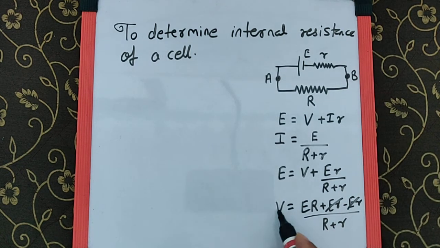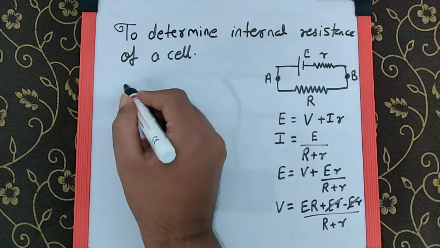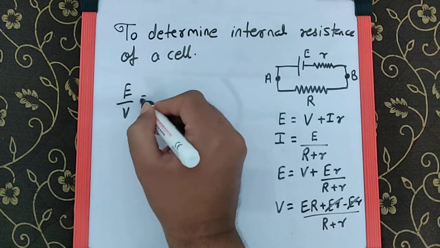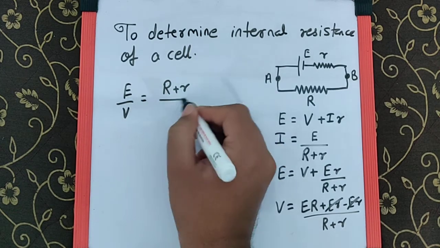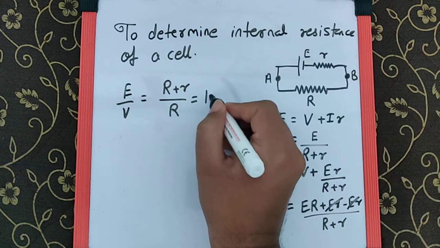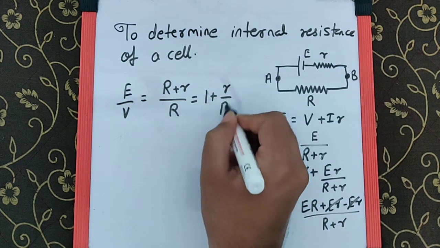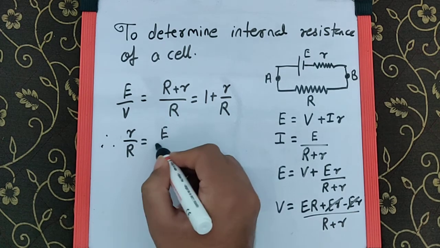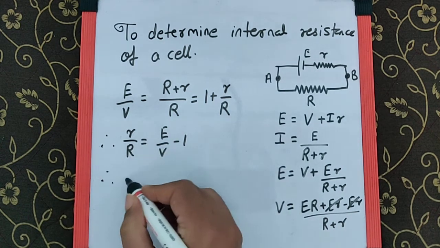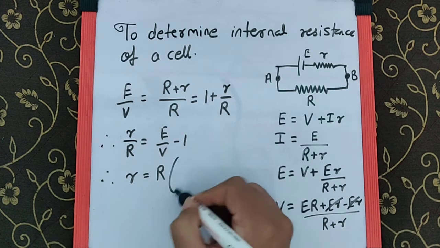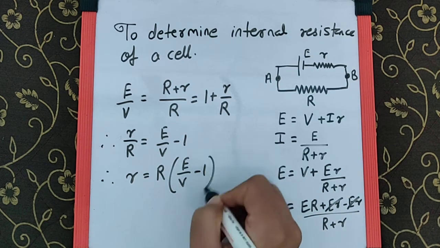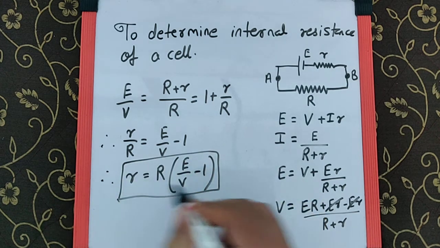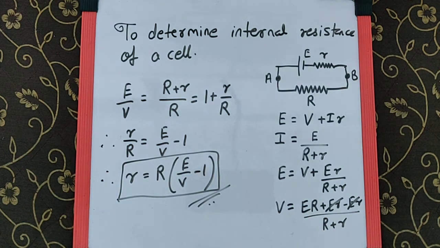So now if I take V in the denominator and all the R terms on the other side, we get E by V as R plus r upon R. Simplifying this, we get 1 plus r by R. So small r by capital R is E by V minus 1. And so small r is nothing but capital R into E by V minus 1. Now this is the formula which we are going to use in this application to find the internal resistance of the cell using potentiometer.